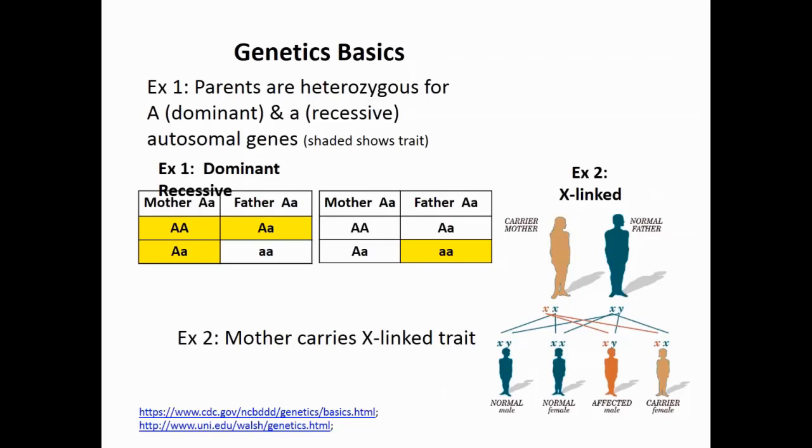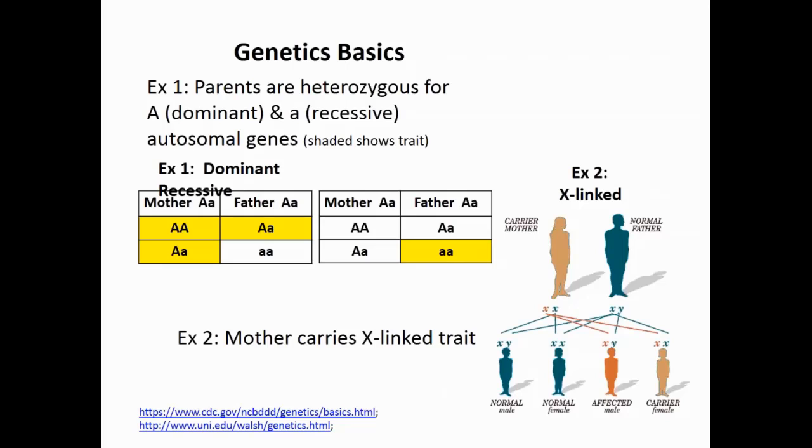In the dominant condition, which is the table to your left, capital A overrides any effect of small a. And so in the union of these parents, there is a 75% chance of having the capital A condition because it's expressed whenever capital A is present. If the condition of interest is recessive, and that is the second table, this will show up only 25% of the time in offspring of parents who are heterozygous.